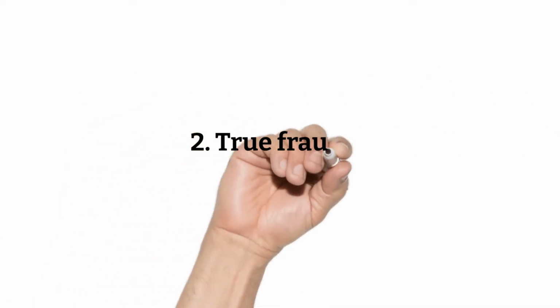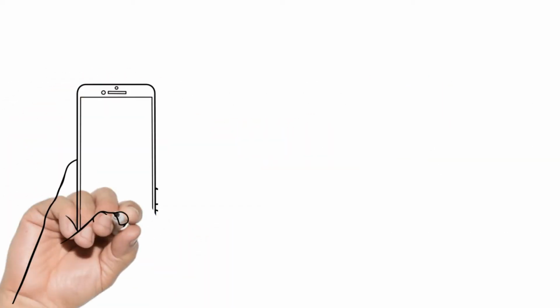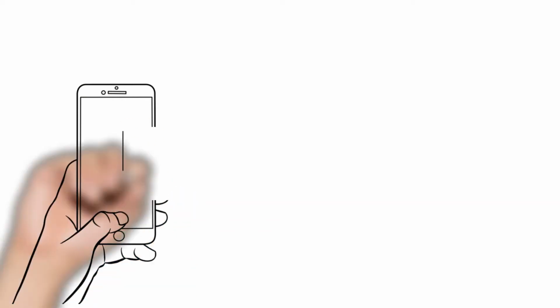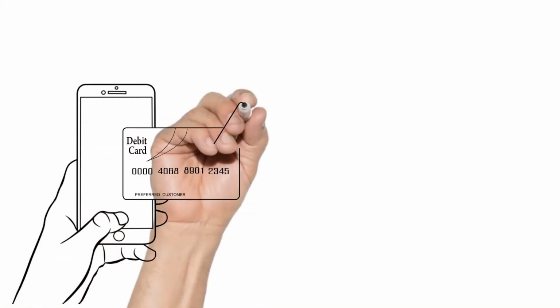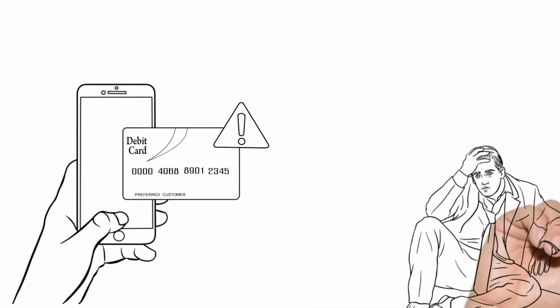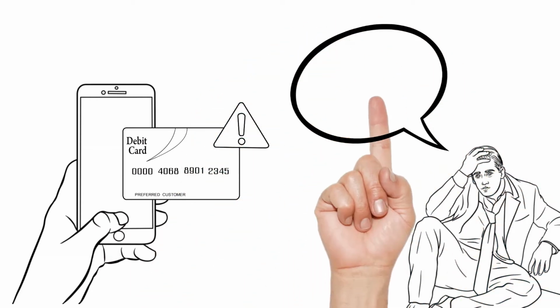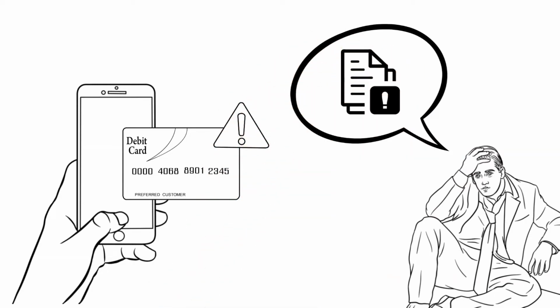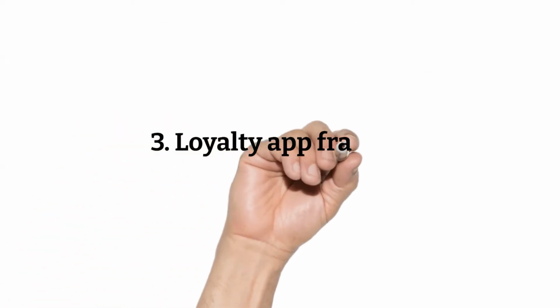2. True fraud. True fraud involves fraudsters making purchases from mobile devices using stolen credit card info. Recently, many organizations have suffered data breaches which led to customers' payment information being stolen and resold on the dark web.